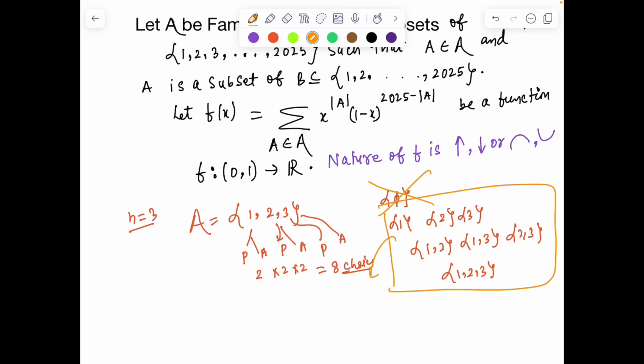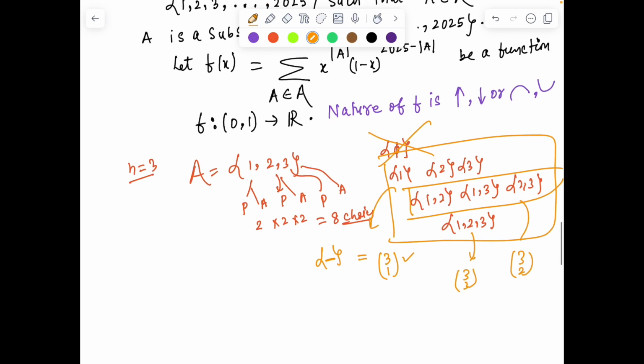You can think of it this way too: if I want to make a subset having exactly one element, then it's possible in 3 choose 1 ways. If I want to make subsets with exactly 2 elements, that will be possible in 3 choose 2 ways, and with all 3 elements there is only one way, 1, 2, 3 together, which is 3 choose 3.